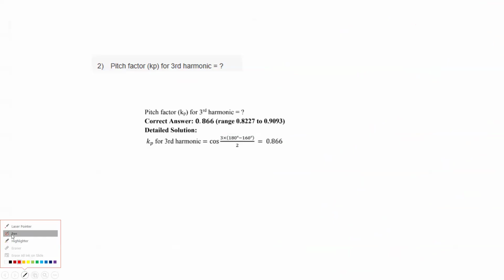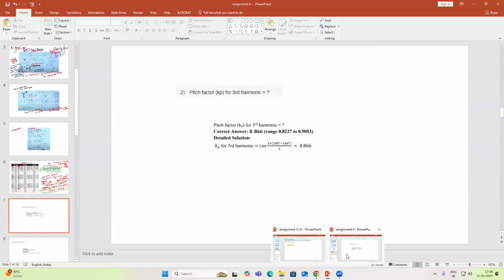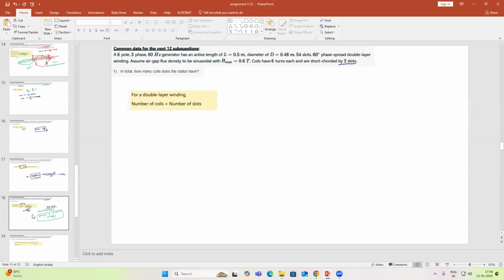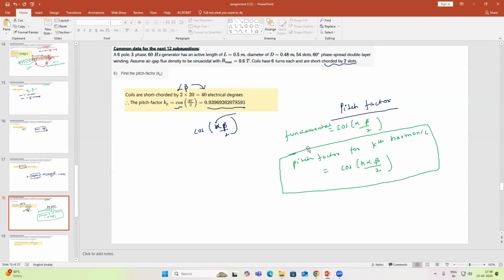This is just a direct formula based question. What is the pitch factor for third harmonic? First of all, we have to identify the formula in this question. You can see that here the formula was cos K alpha beta by 2 for kth harmonic. Fundamental was because K for fundamental is 1. So cos alpha beta by 2 is the pitch factor. Now alpha means the number of short pitched coils.